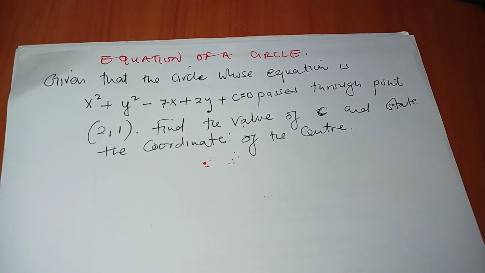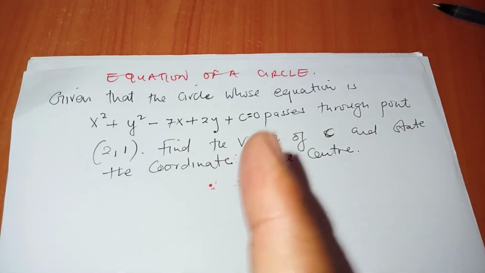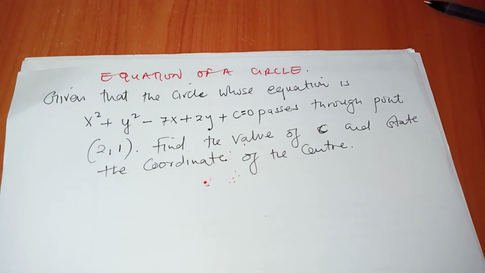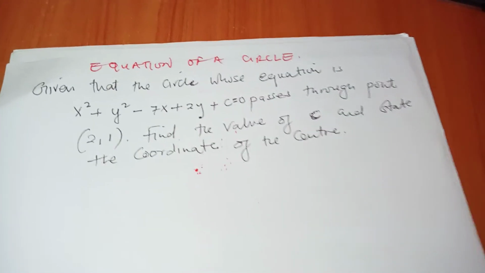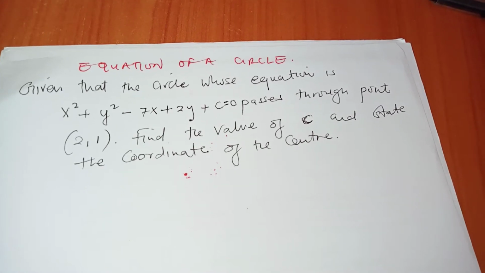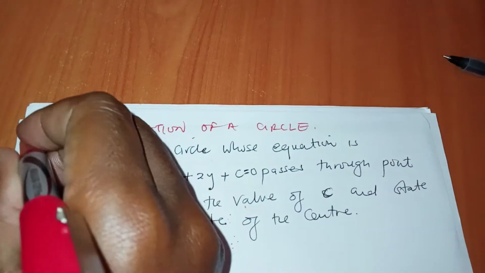Okay, so this is the second video on equation of a circle, and I want us to solve this problem here. Given that the circle whose equation is x squared plus y squared minus 7x plus 2y plus c is equal to 0 passes through point (2, 1), find the value of c and state the coordinates of the center. Okay, so this is our problem number 2.